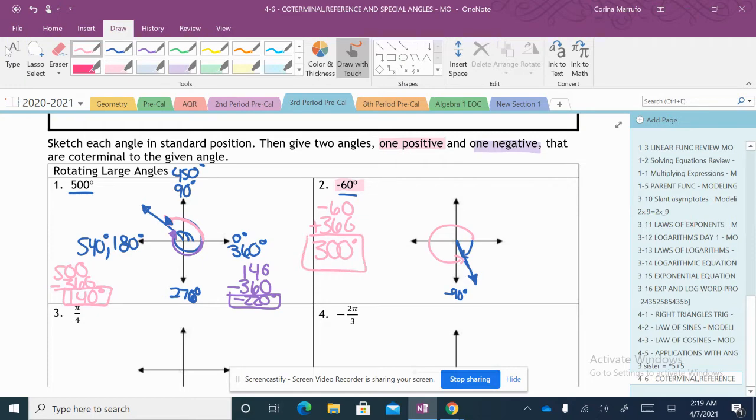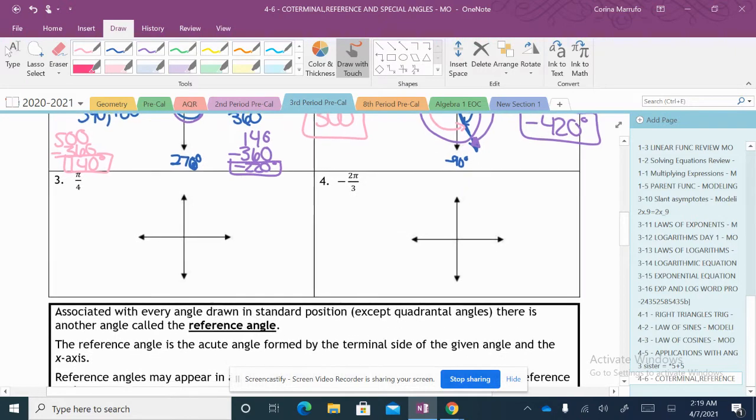So that's one positive. And if I'm going to give one negative, I'm going to take my angle, which is negative 60 degrees, and subtract 360. That is going to give me negative 420 degrees. If I were to draw that on here, it would make one full rotation, that's 360 plus a little bit extra. It would give me negative 420.